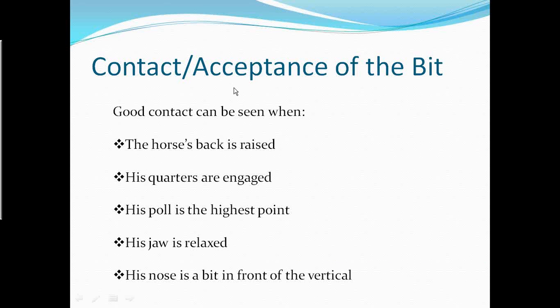Good contact can be seen, as we discussed, when the horse's back is raised, his quarters are engaged, he's tracking up. His poll is the highest point. His jaw is relaxed, and his nose is a bit in front of the vertical. It's not correct at any point for the horse's head to be behind the vertical.